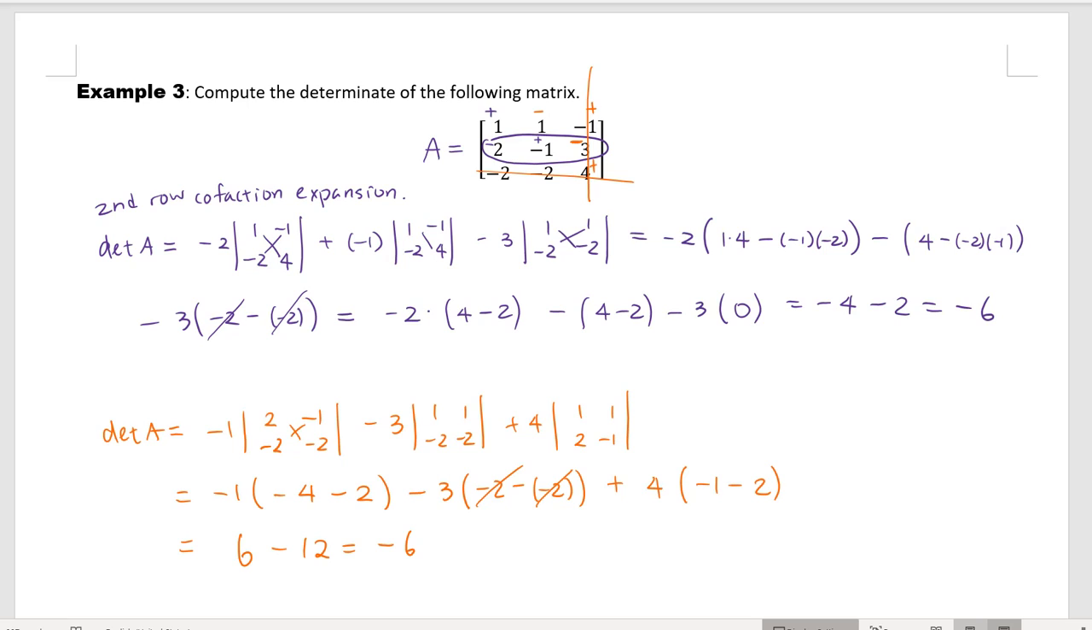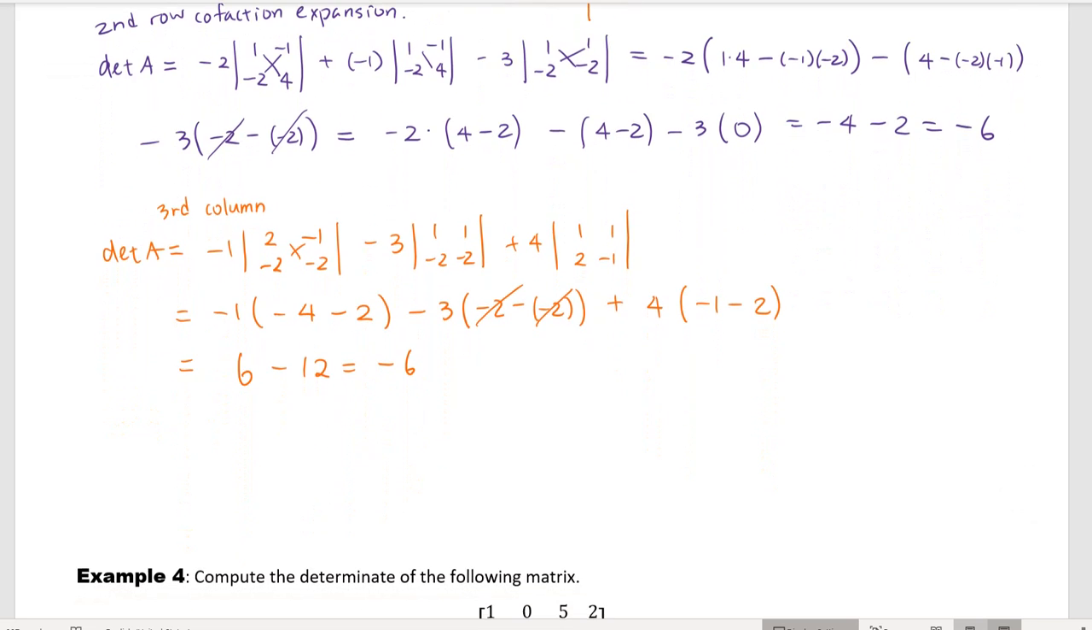And so here we're using the third column cofactor expansion. I strongly recommend you to practice the other row or other column cofactor expansions and see whether you get minus 6. If you don't get minus 6, maybe there is some mistake.